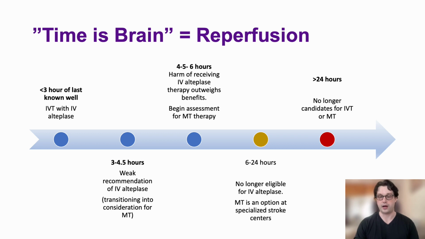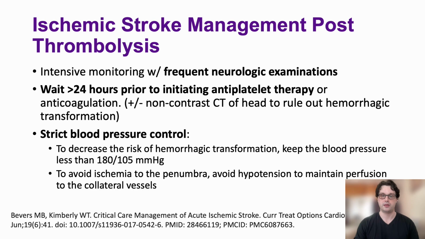At 6 to 24 hours, the patient is no longer eligible for IV alteplase, and mechanical thrombectomy is usually an option, specifically if there are specialized stroke centers. At more than 24 hours, the patient is no longer a candidate for intravenous thrombolysis or mechanical thrombectomy, and other options should be explored. So we will also jump into ischemic stroke management of post-thrombolysis.